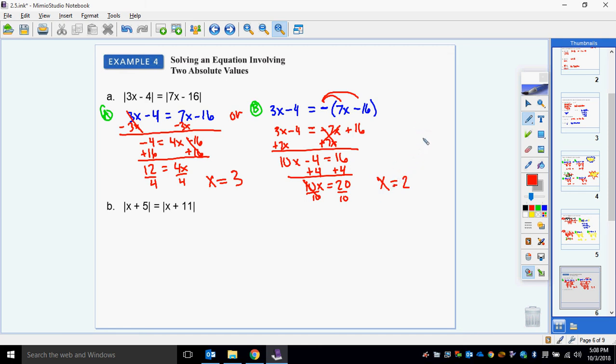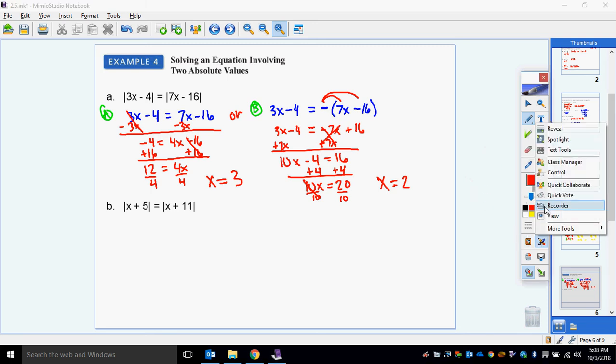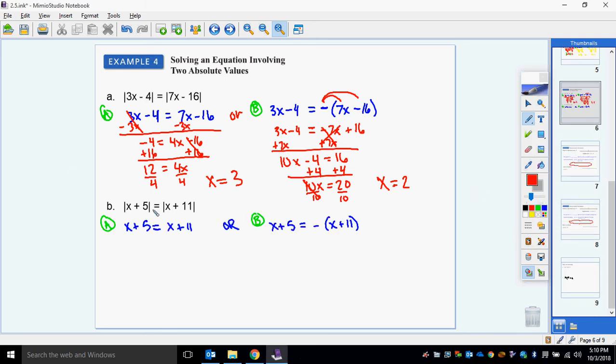All right, part B. I want you to try and set it up yourself. This one is kind of tricky because it's a little bit of a special case, but see how far you can get. Okay, plan A, everything should have stayed the same. So x plus 5 equals 11, or x plus 11. Plan B should have been x plus 5 equals negative x plus 11.